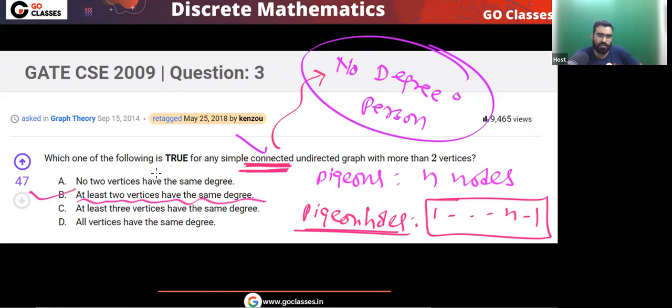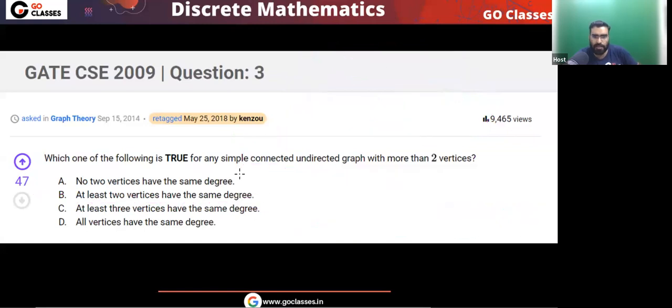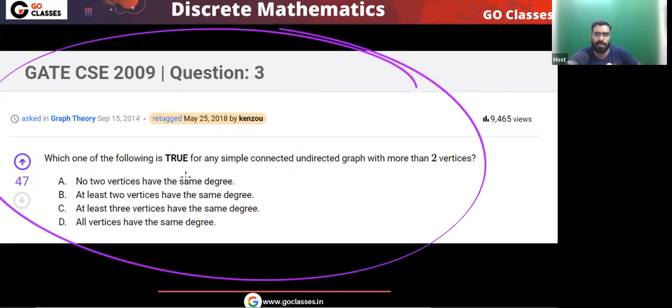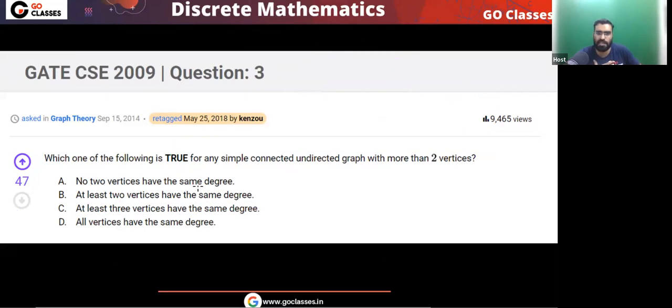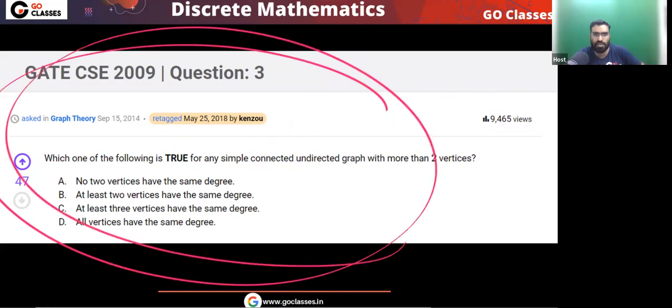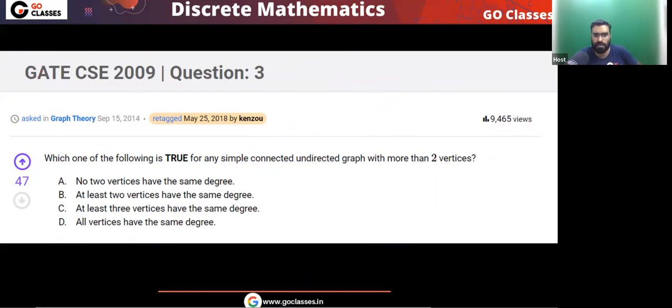In graph theory, this will become more clear, what is a connected graph, what is an undirected graph. But don't worry, I'm just telling you, once you study these concepts, connected graph and undirected graph, then you can solve this question using the same idea and the same proof.